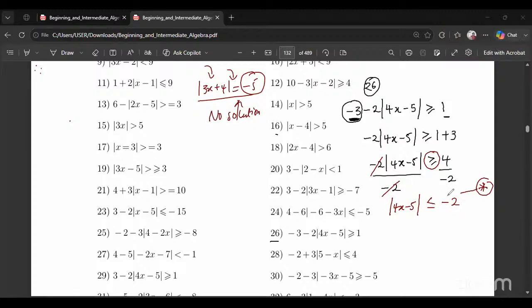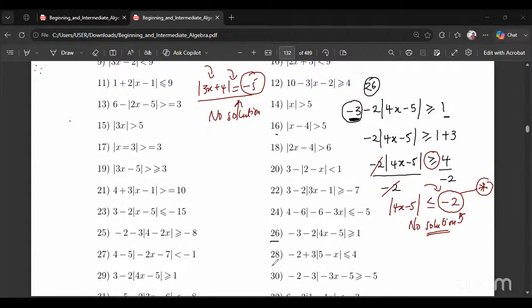Yeah. So I think having a negative result here defies what absolute value really stands for, because it cannot give you a negative outcome. So having this kind of result, you can just say no solution for this absolute value. And the reason is because of this result, negative 2, we have here. I hope you guys understand what we did.